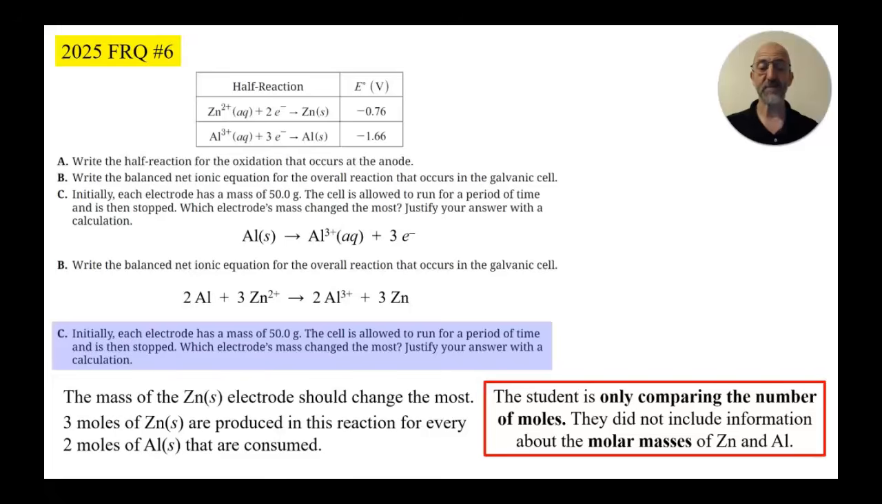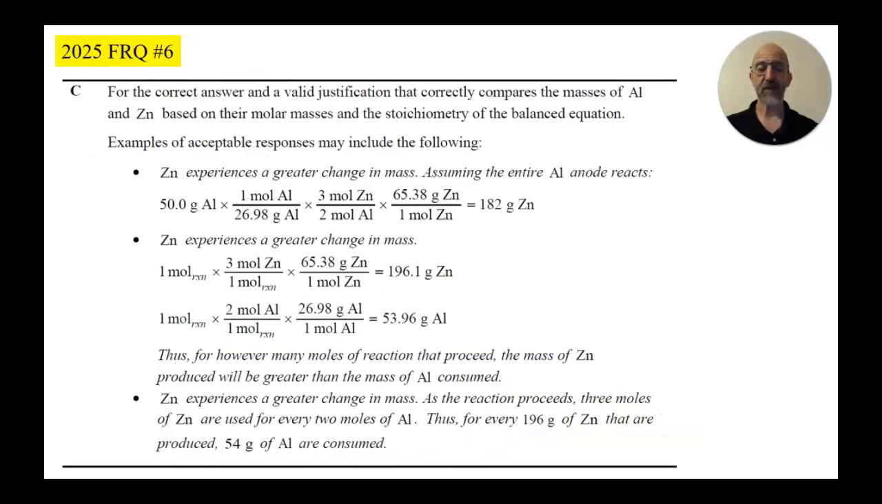So which electrode's mass changed the most? Here are the official scoring guidelines. You can see that 26.98 is the molar mass of aluminum, 65.38 is the molar mass of zinc. So they're using both a grams to moles conversion as well as a moles of one chemical to moles of another conversion. Now, when they do that, they discover that 50 grams of aluminum is transformed into 182 grams of zinc based on the stoichiometry calculations. So therefore, zinc experiences a greater change in mass, assuming that the entire aluminum anode reacts.